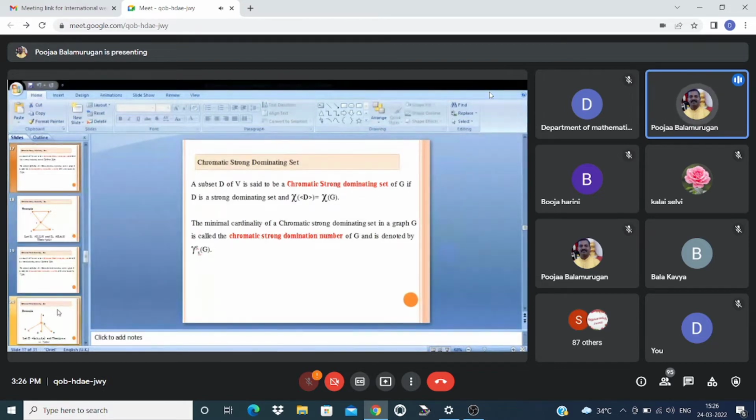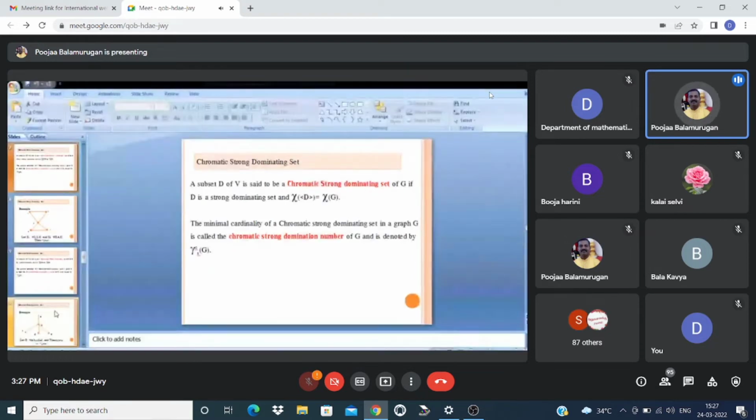A subset D of V is said to be a chromatic strong dominating set of G if D is a strong dominating set and chi of induced D equals chi of G. The minimum cardinality of a chromatic strong dominating set in a graph G is called the chromatic strong domination number of G, and it is denoted by SC of G. So this is the chromatic strong dominating set.